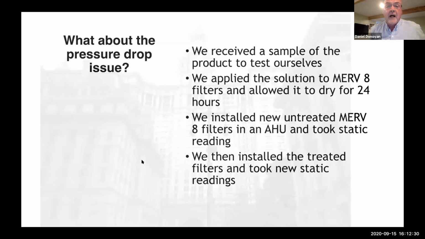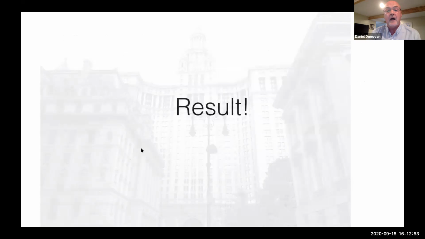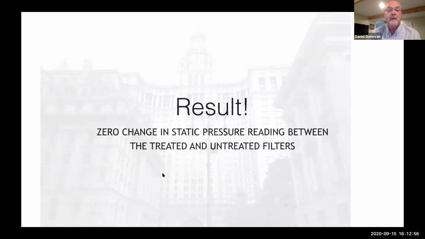Next thing we had to do was, those of you who know me, I have to see for myself. I'm a little bit like the Doubting Thomas. So I asked them to send me some solution and we'd check the static pressure ourselves to make sure that there is no or little static pressure change. And when they did, I resulted in absolutely zero difference between a treated or an untreated MERV 8 filter. Now, I did not try these on any other filter. I just tried them on the MERV 8.